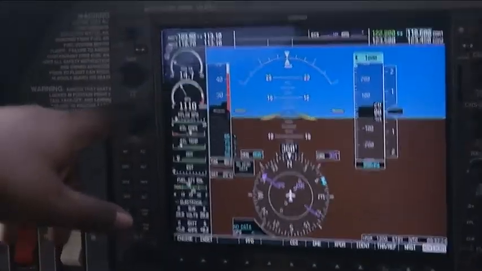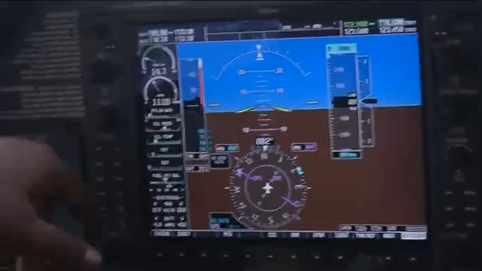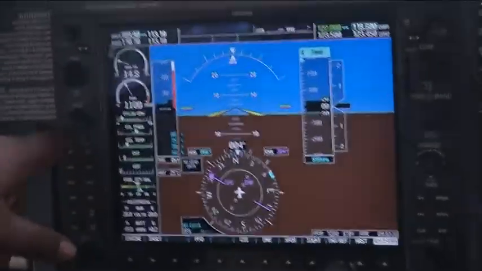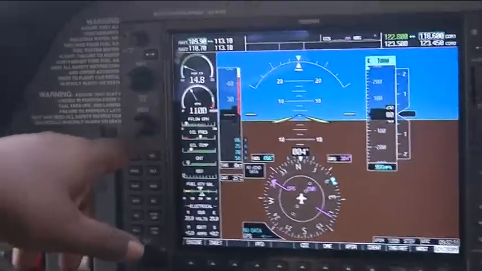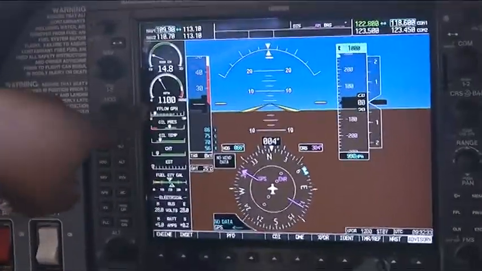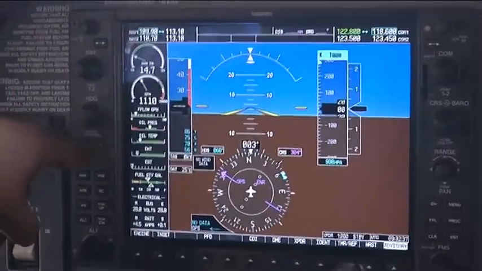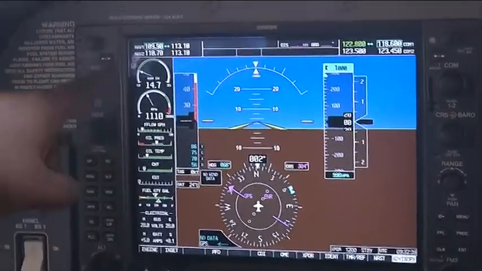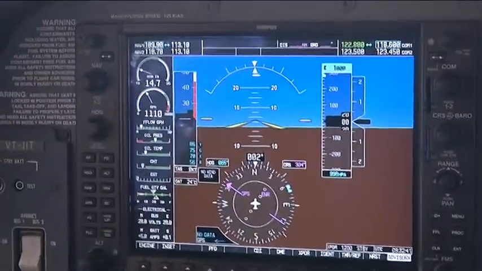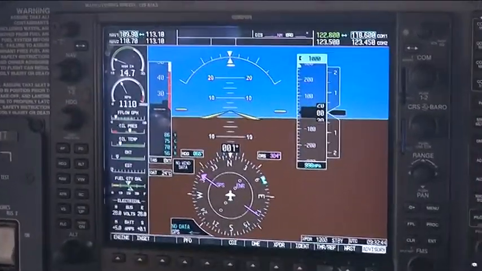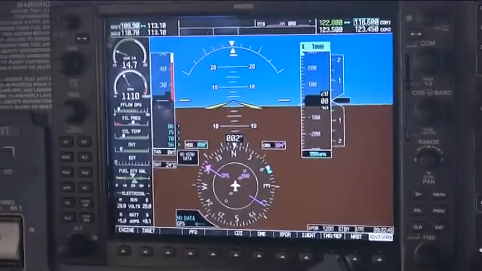See here now, captain is taxiing. RPM is around 1110, and you could see there is a fuel flow. Green indicator is there. We're operating somewhere here. The oil pressure, oil temperature, cylinder head temperature, everything is being displayed here, which are very important for the captain to have this information for flying.